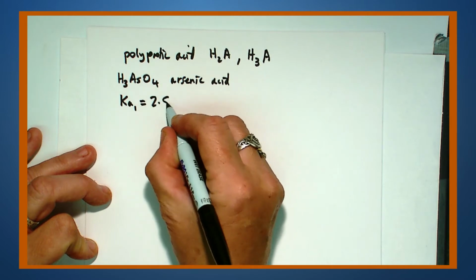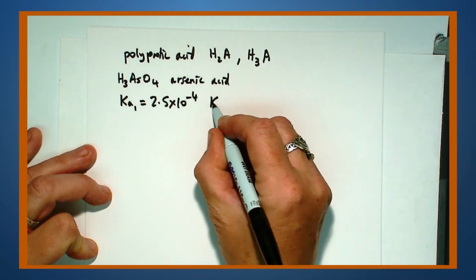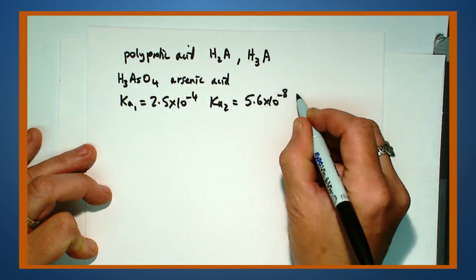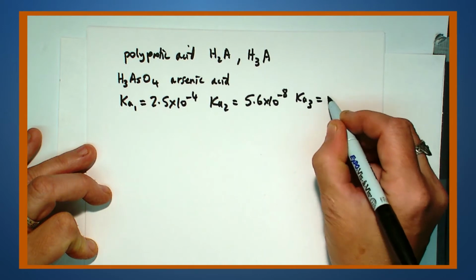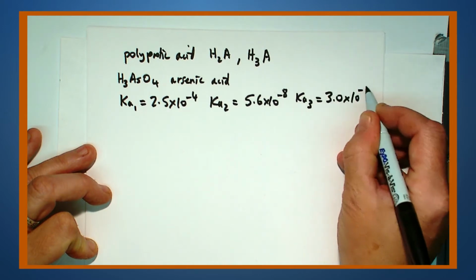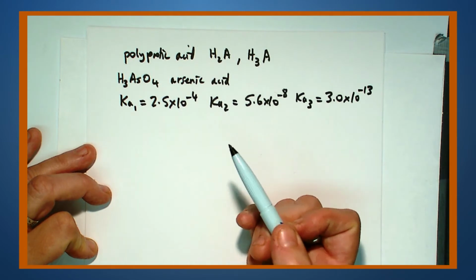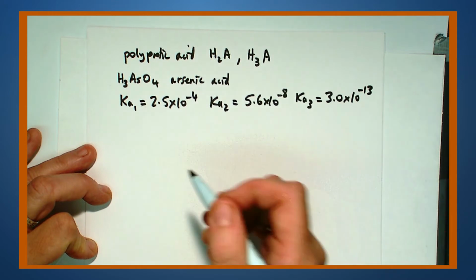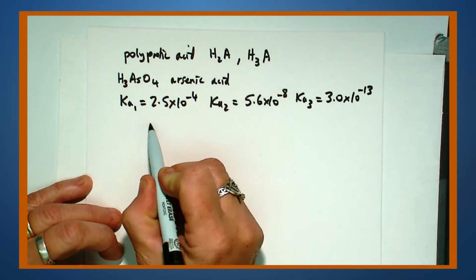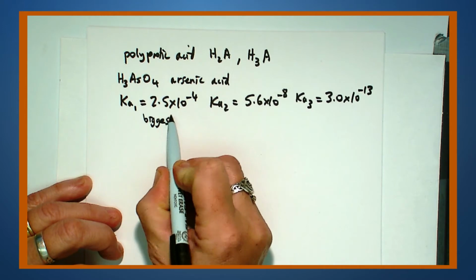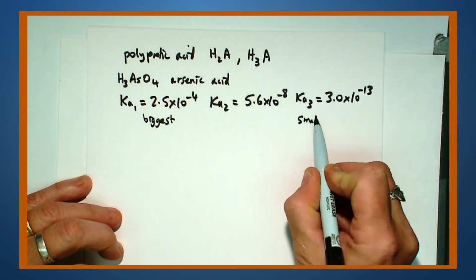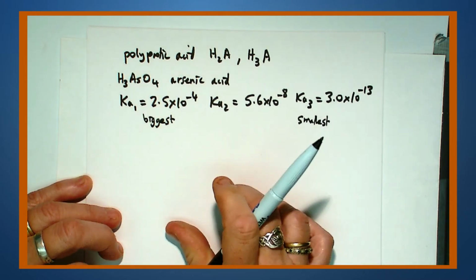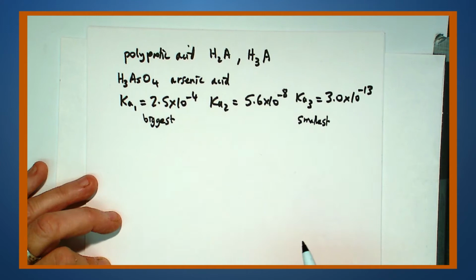Ka1 is 2.5 times 10 to the minus 4. Ka2 is 5.6 times 10 to the minus 8. And Ka3 is 3 times 10 to the minus 13. Now, sometimes instead of giving you Kas, they'll give you pKas, which is just the negative log of these numbers. So keep that in mind. Now you can see that this one is the biggest, and this one is the smallest, and it's always going to work that way. The nice thing about inorganic acids like these is that these numbers are nicely separated, which makes what we're about to do work really well.